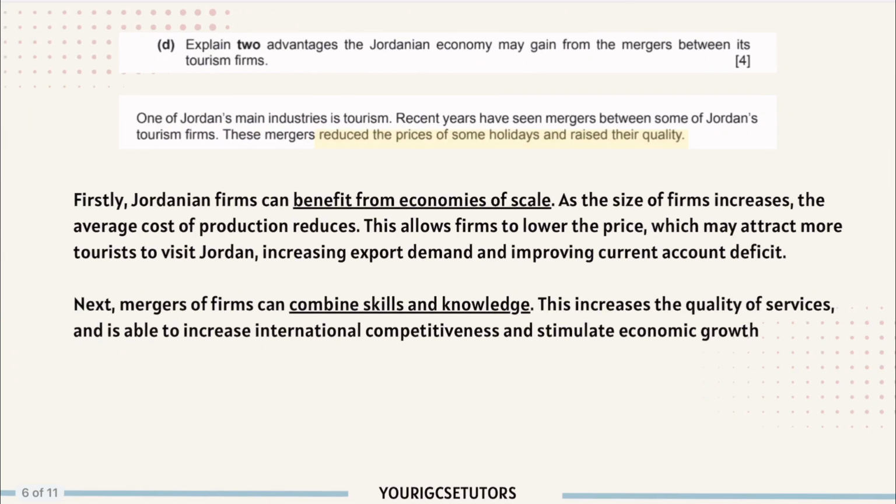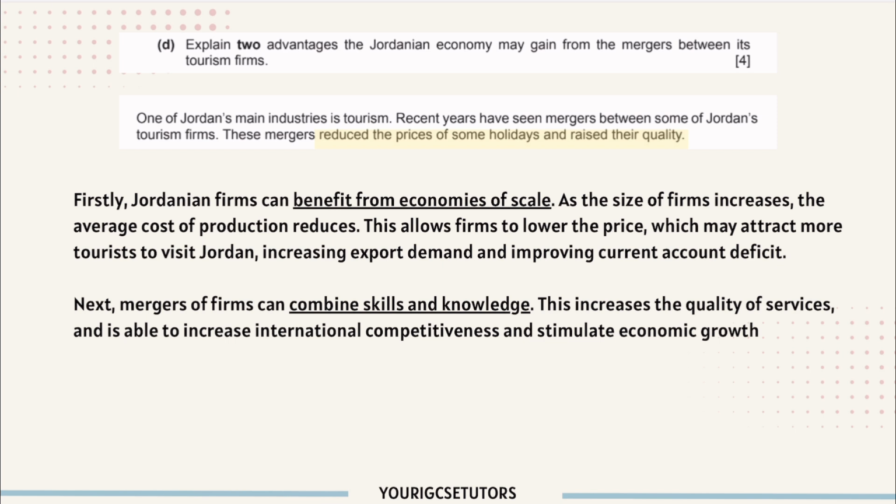Question D. Explain two advantages the Jordanian economy may gain from the mergers between its tourism firms. Okay, again, refer to the text. So here it says that the mergers between the tourism firms have effectively reduced the prices of some holidays and raised their quality. So here they already give you the hints that you can write about. There are 2 points here, so you just need to list down the points and further elaborate it. So let's see how do we write it.